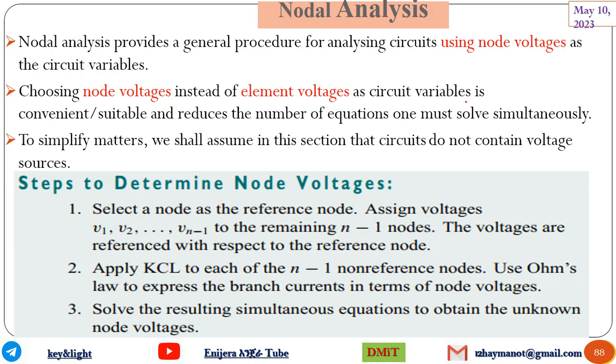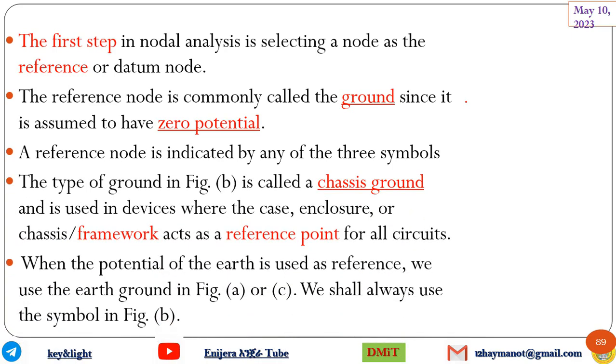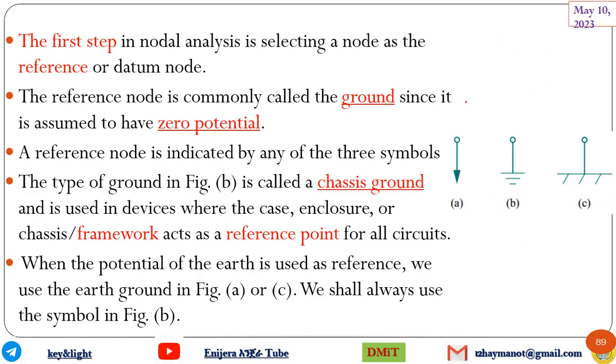And use Ohm's law to express the branch current in terms of node voltage. ስለዚህ አናሊሲስ እንሰራለን Kirchhoff's voltage law, current law, and Ohm's law are functional. Solve the resulting simultaneous equation to obtain the unknown node voltage. Simultaneous equation the mathematics መለስ ብለን so the first step in nodal analysis selecting a node as a reference. So the reference node commonly called ground. When the ground symbol will be integer A, B or C. Usually የምንጠቀመው B ላይ ያለው ነው። A reference node is indicated by any of the three symbols.